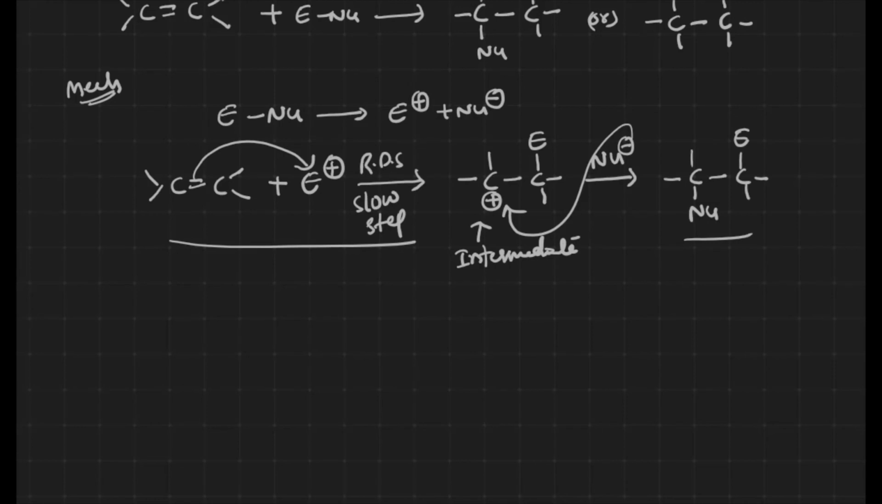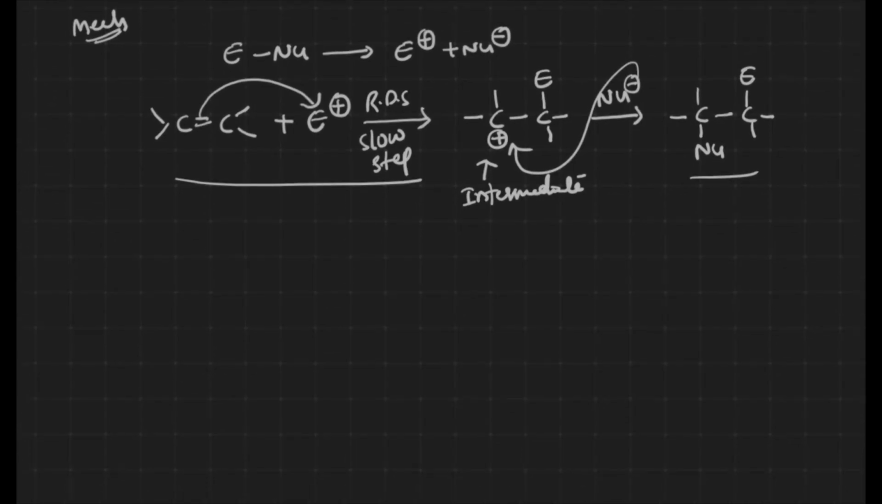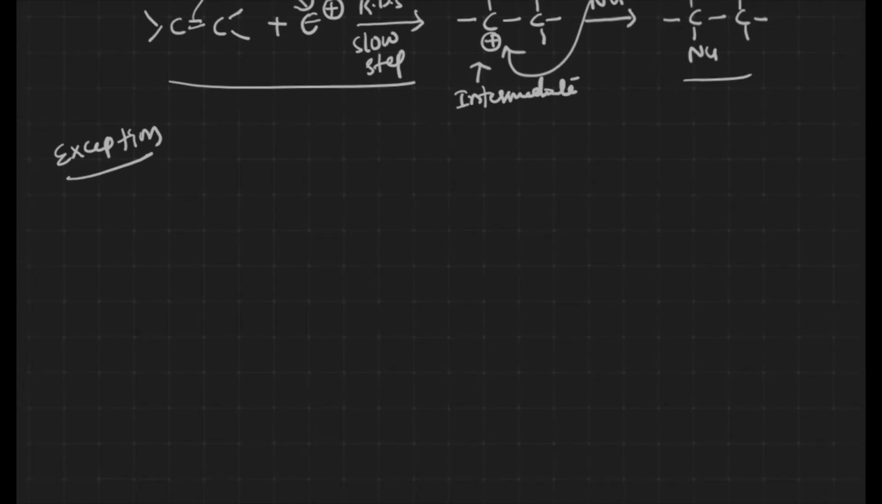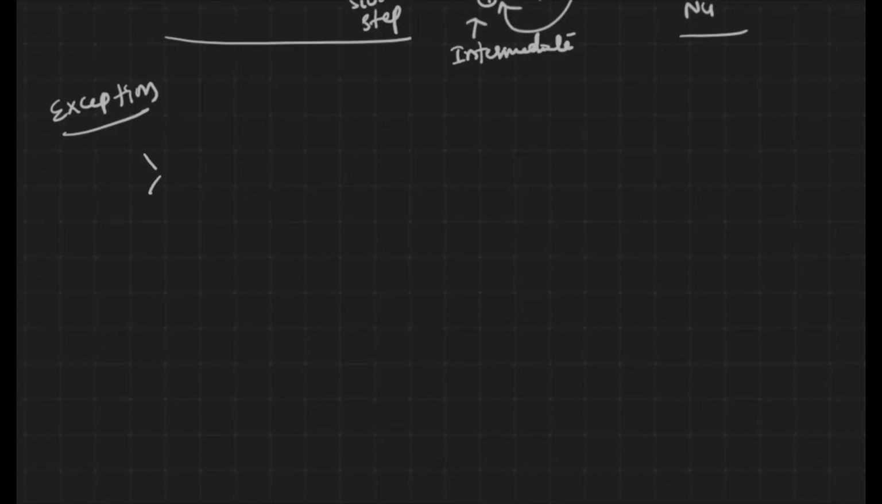Now let us take some exceptions. In addition reactions, we have seen that some reactions are non-concerted and take place with an intermediate, while some reactions take place with only a transition state, right? Let us see how this one takes place as an exception. Let us take an alkene. We'll add the same reagents. It forms a kind of activated complex, or we can also call it a transition state.